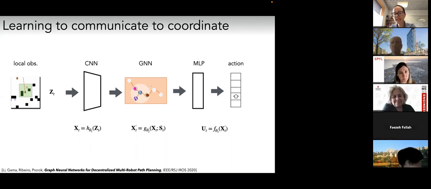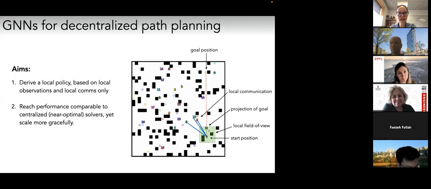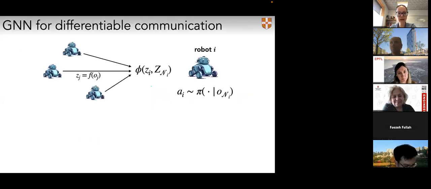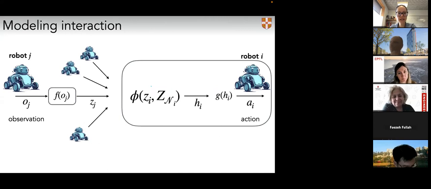The GNN in this scenario is, if we compare it with this representation here, maybe it becomes even clearer. The F of O here is my CNN, right? It's processing the observation. And the GNN would be my phi. It's processing the incoming information. So that's the analogy. And we're training the weights of F and phi and G at the same time.